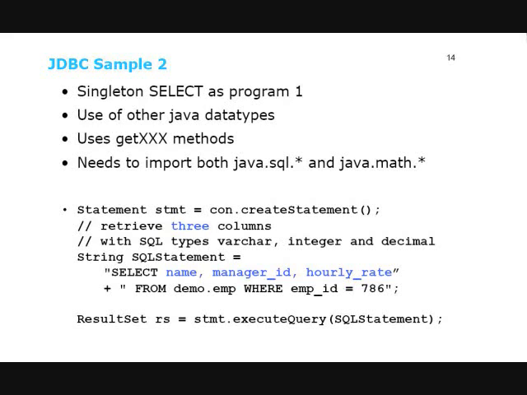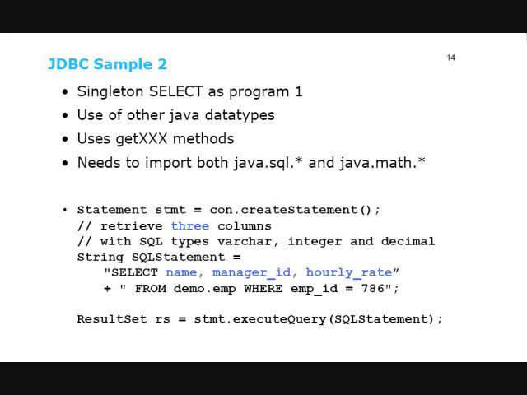So this time, assuming that I've done all that I did before in the other program, I declare again the statement resource associated with my connection, because I've already established my connection. Now what I want to do is retrieve 3 columns: a varchar type, an integer type, and a decimal type. So again, I have my string, which is a variable where I'm going to put my SQL statement. What I want to execute is select name, manager ID, and hourly rate.